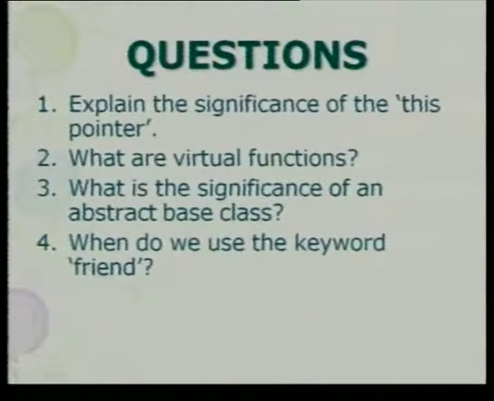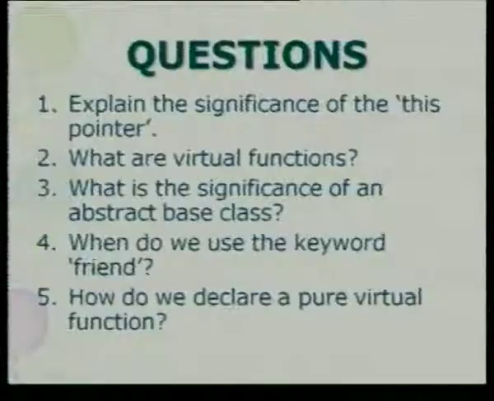When do we use the keyword friend? The keyword friend is used to declare classes and functions when we want them to overcome the limitations of the access specifiers private and protected. So, when you declare a class to be a friend or a function to be a friend, it has special access privileges to access the private and protected members of another class of which it is a friend. How do we declare a pure virtual function? You use the keyword virtual, the return type, the name of the function followed by brackets, and you equate it to 0. Only then it becomes a pure virtual function.